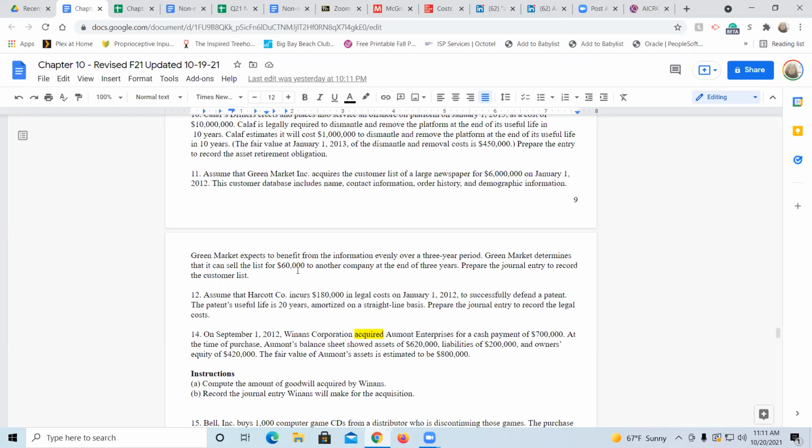So assume that Green Market Inc. acquires the customer list of a large newspaper for $6 million on January the 1st, 2012. So let's think about the scenario here. Green Market Inc. seemingly is some type of supermarket, and this large newspaper likely has people who subscribe to the newspaper, so they have the names and addresses of individuals.